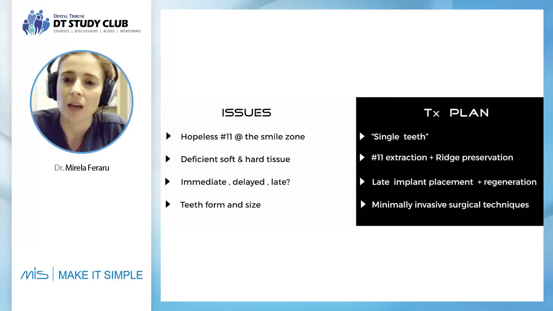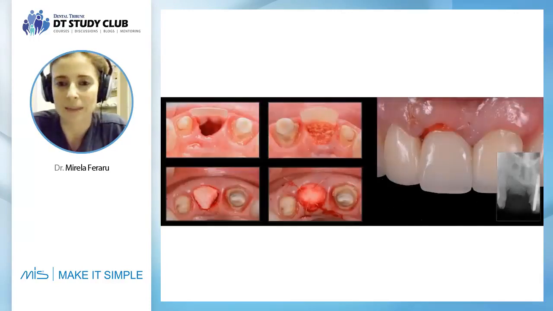So following our main complaints and problems, we will go towards the treatment plan steps. So we will have single teeth, as I mentioned, was one of the things that the patient insisted on. So tooth 11 will be extracted. A ridge preservation approach will be performed at this stage. Late implant placement and minimally invasive surgical techniques, as I mentioned, are always in the background of our mind.